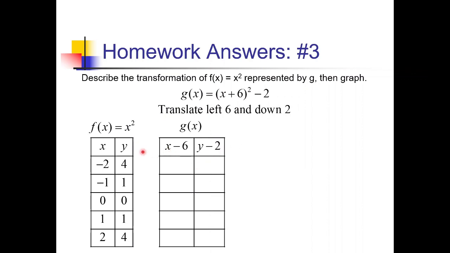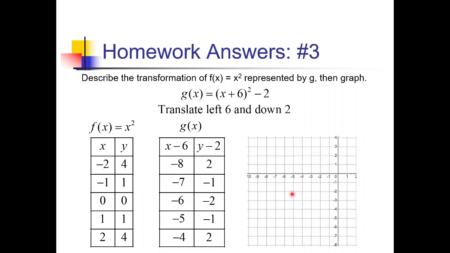For the x's, just subtracting 6 from all of these, -2 minus 6 is -8. Then we have -1 minus 6, so -7. Then we've got -6. 1 minus 6 is -5. And 2 minus 6 is -4. For the y values, we've got 4 minus 2, which is 2. 1 minus 2 is going to give us -1. 0 minus 2 is -2. And then we have -1 and 2 again.